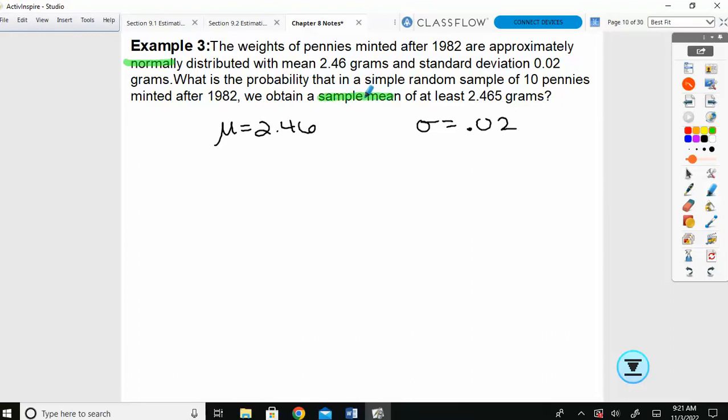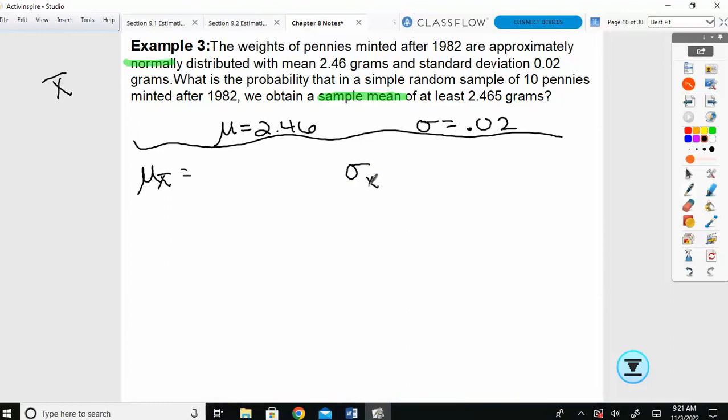Okay, the first thing we have to do, I am talking about the sample mean. Anytime I see sample mean, I'm thinking X bar. So I gave you a mean and standard deviation, but that's not the one we need. We need the mean and standard deviation for the population we're looking at, which is X bar. So that has to be our first step. We need the mean and standard deviation for the X bars. So mean is 2.46. Standard deviation is 0.02 divided by what? Square root of 10. We get 0.0063.